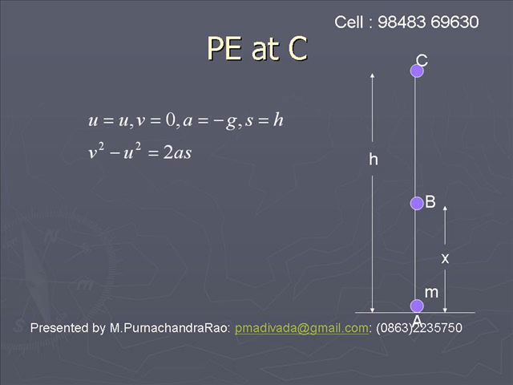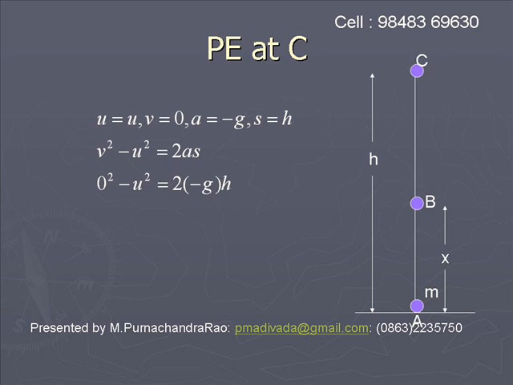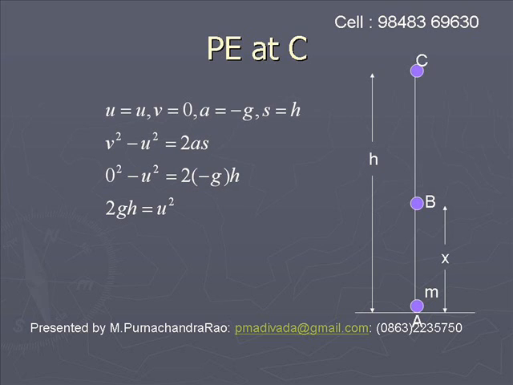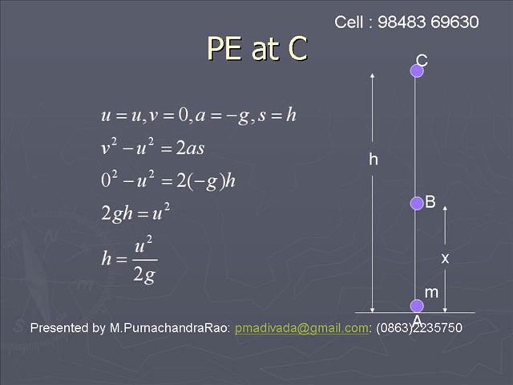From the relation v square minus u square is equal to 2as, 0 square minus u square is equal to 2 into minus g into h. From which the minus gets cancelled and we will get 2gh is equal to u square. Therefore, h is equal to u square by 2g.